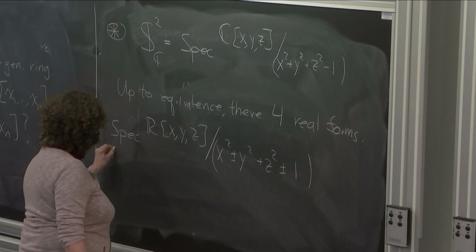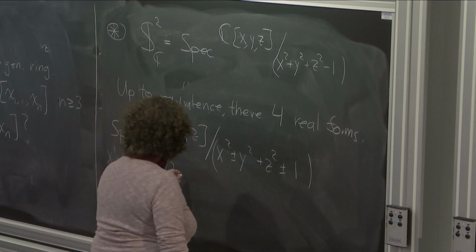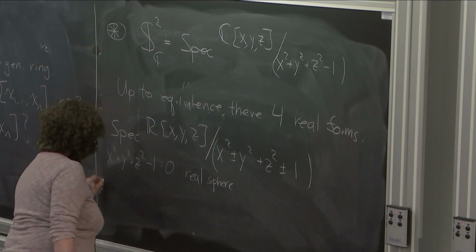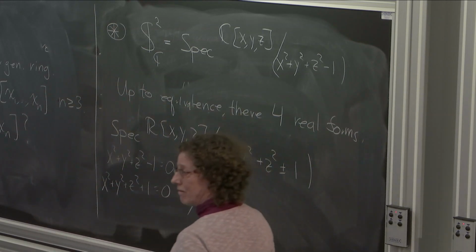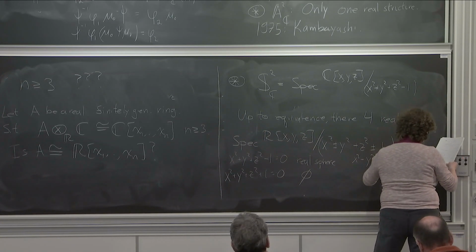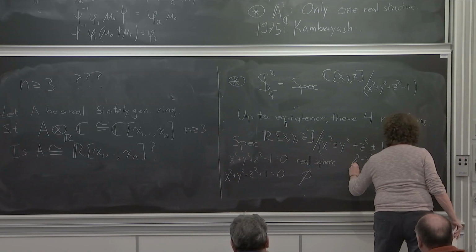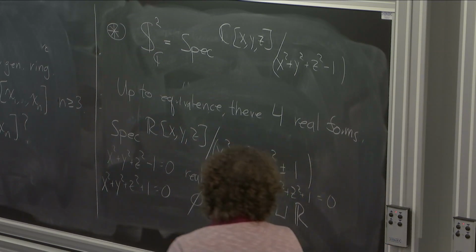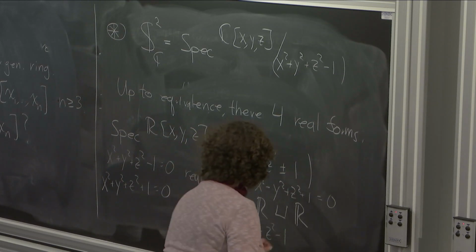If you say plus with a minus here, then you get a real sphere. If you say x squared plus y squared plus z squared plus 1 equals 0, you get the empty set, the set of real points. If you say x squared minus y squared plus z squared plus 1 equals 0, then I just pick x and z however I like, and I have y, and I get 2 copies of R. Okay, it's disconnected. And finally, if I have x squared minus y squared plus z squared minus 1, I get a cylinder.